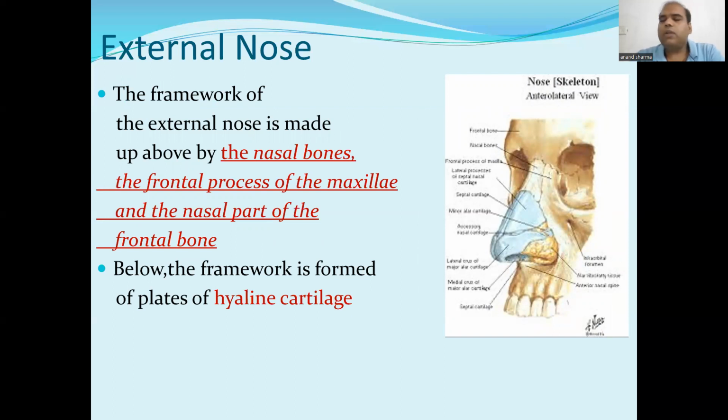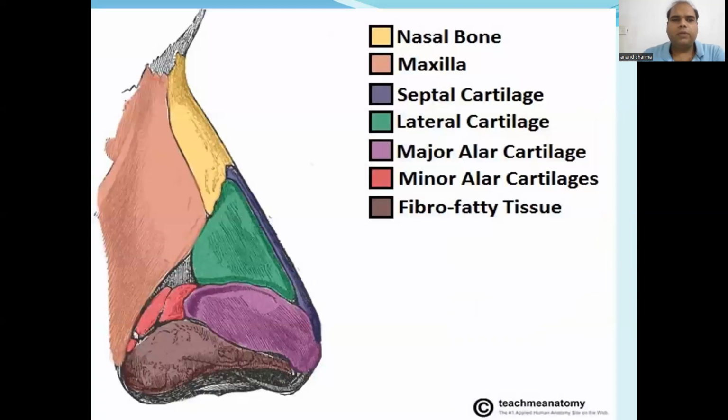So, external nose is made above by nasal bone and the two processes which are frontal process of maxilla and nasal part of the frontal bone. This is the bony part of the external nose. The lower part is formed by two cartilages which are hyaline in nature. These are the upper lateral cartilage and the LR cartilage. LR cartilage is two parts connected by a thin rim of cartilage.